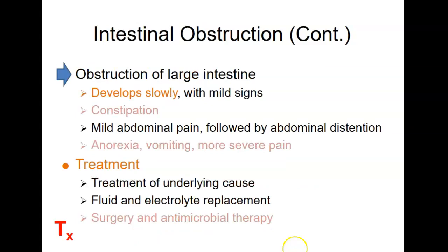Large intestine obstruction generally develops very, very slowly. Often people don't know until it's more severe. It usually starts with constipation. The abdominal pain will follow. The abdomen will get big and bloated, and a person won't want to eat. They might start to throw up, but again, it's much more gradual. Surgery is a very common treatment, once again, followed by antimicrobials, just because of any infection that is taking place.